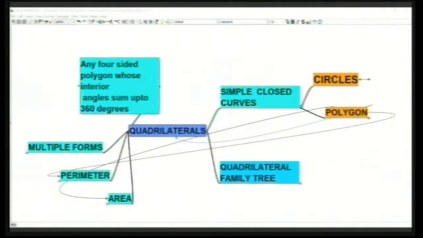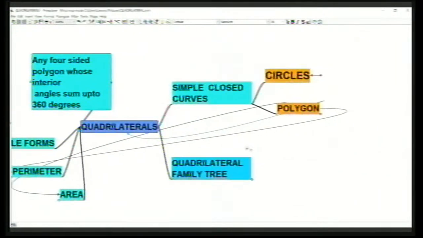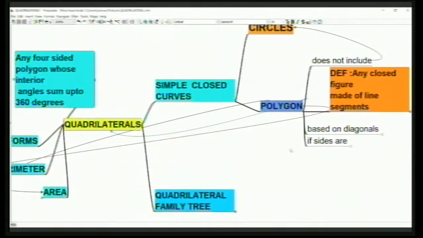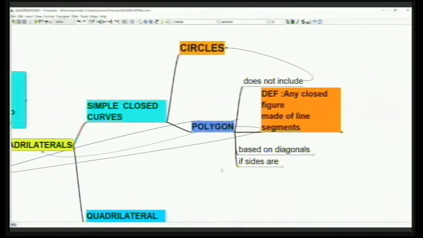We will be starting with simple closed curves. And when we move on with these simple closed curves, we will branch out into two major branches, which will be the circles and the polygons. Now why this branching? This is because of the definition that we will be taking up for a polygon. A polygon will be made only of straight line segments, and hence the circles cannot get included in the polygons, and hence that has branched out from the simple closed curve as a separate branch.